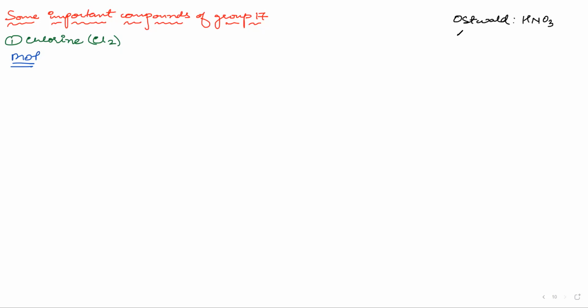Ostwald was for HNO3. Haber was for ammonia, NH3. And after Haber, you had contact. Contact was for H2SO4. This is also important because these name reactions and name preparations can be given in a match the following, with options. So you have to remember these processes.